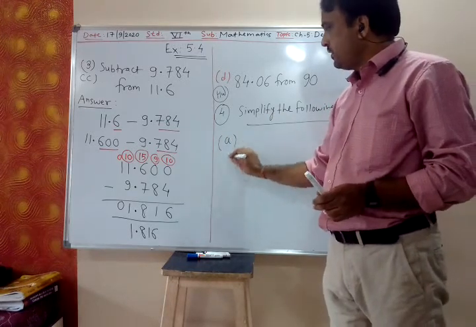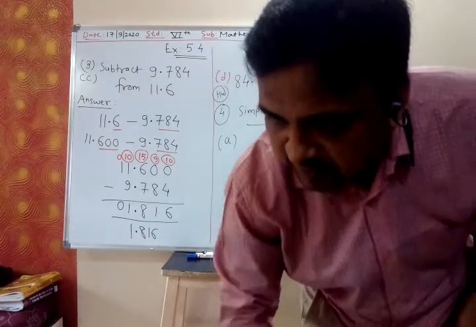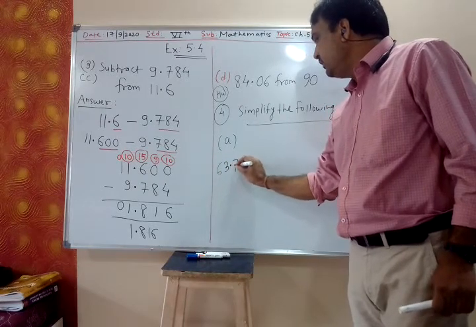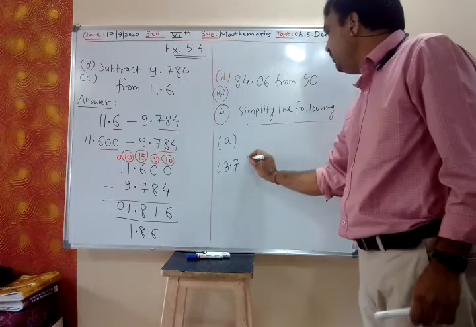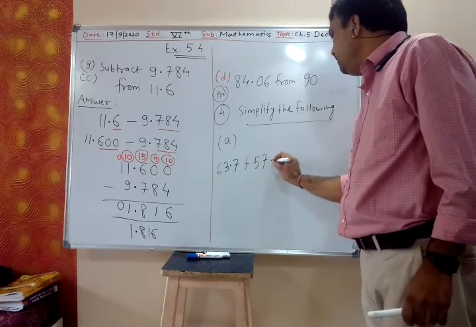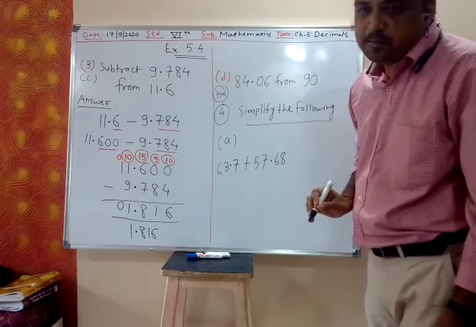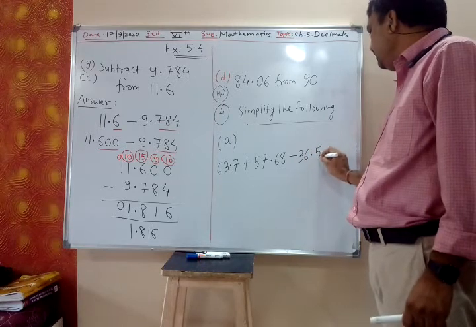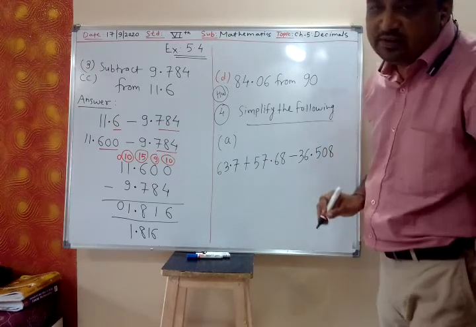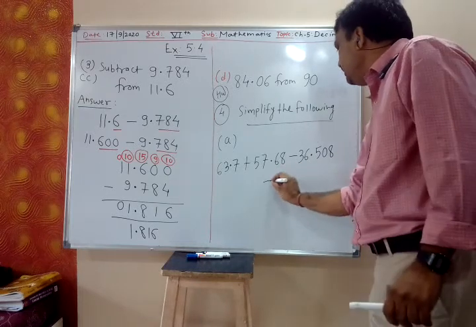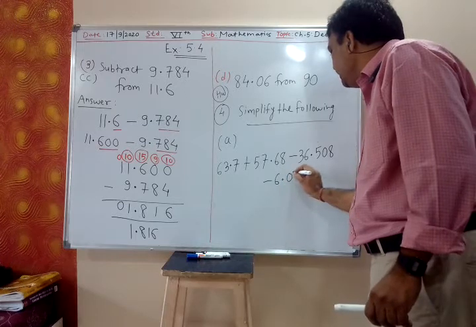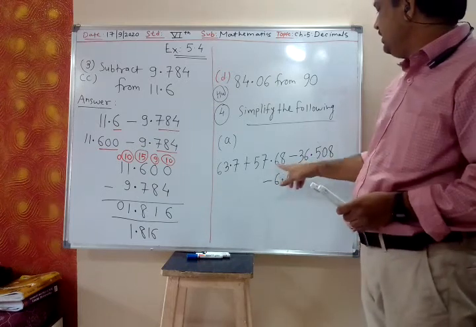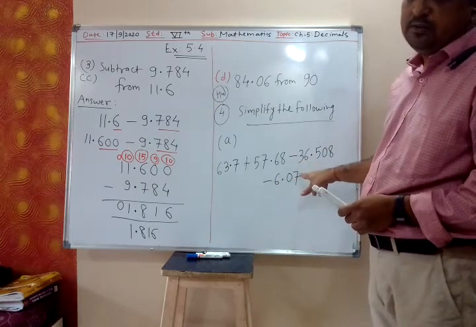Simplify the following. A: 63.7 plus 57.68 minus 36.508 minus 6.07.